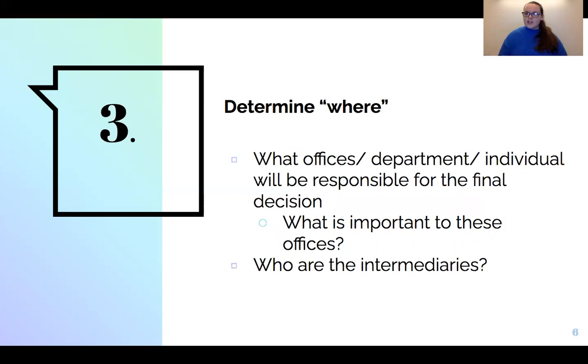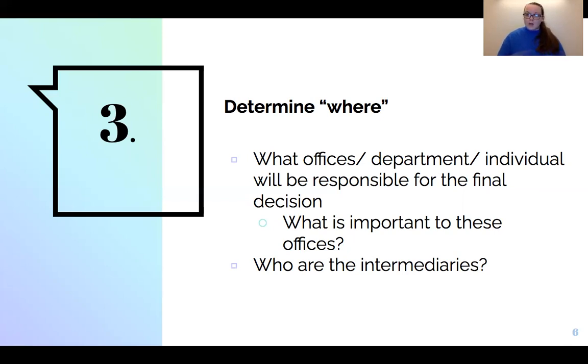The next step is to determine the where. And this is when the structure of your school or your university comes in really, really handy. You have to think about what offices, departments, individuals are going to be most important in trying to make change. So maybe something that you're trying to do is diversify your curriculum at your school or university. What office gets to make that final decision? Who gets to do that?